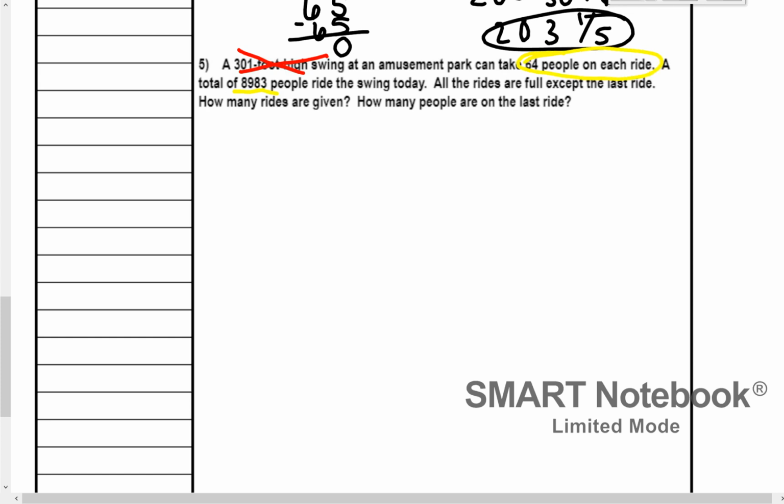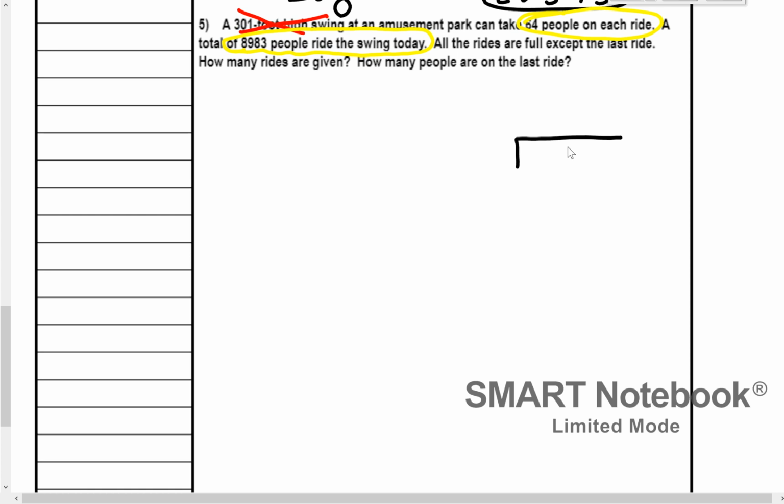and they had a total of 8,983 people ride for the day. So we are asking how many times does 64 fit into 8,983? When we're asking how many times something fits in or how many times it goes in, we are dividing. And I'm actually going to move it over to the side of my paper so that we leave some room in case we have to show multiplication.